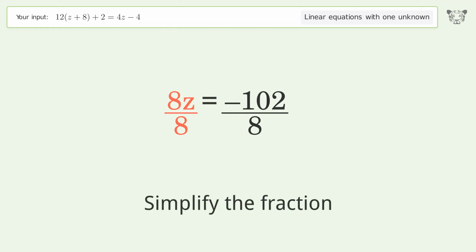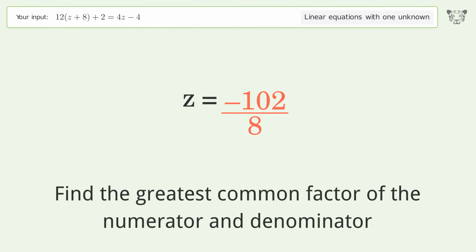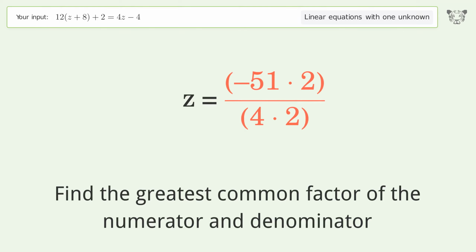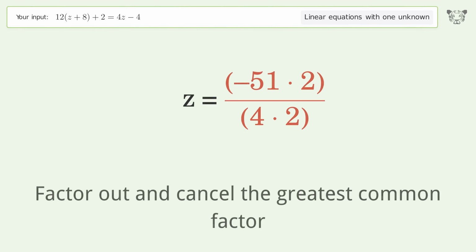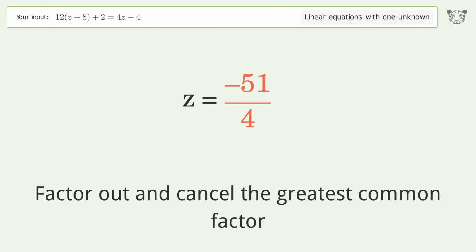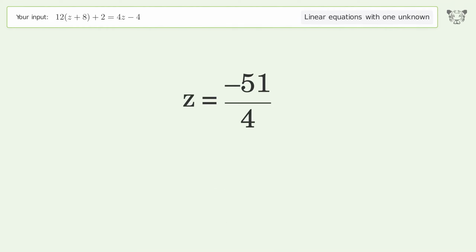Simplify the fraction. Find the greatest common factor of the numerator and denominator. Factor out and cancel the greatest common factor. And so the final result is z equals -51/4.